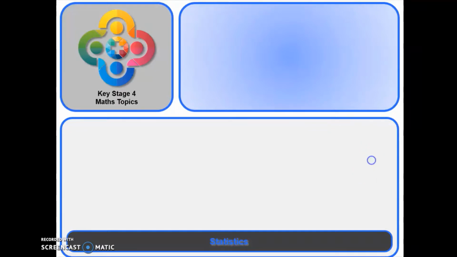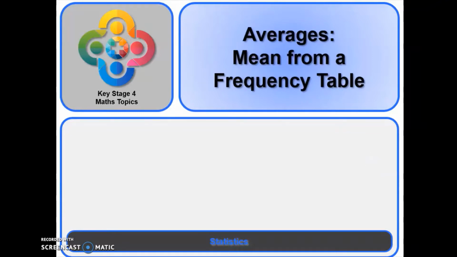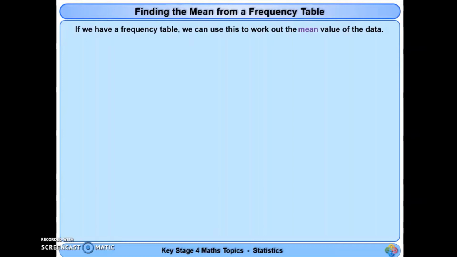Today we are going to have a look at finding the mean from a frequency table. If we're given a frequency table, remember a frequency table is a way of presenting data in tabulated form. So rather than having a full list of raw data, which might become quite difficult to work with, we can tabulate the data. We can place it into a frequency table.